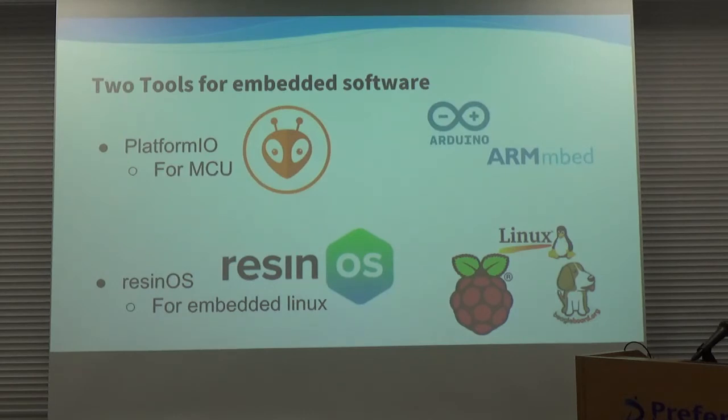One is called PlatformIO. That is for microcontrollers (MCUs), such as Arduino or ARM embedded. And the second one is resinOS. That is for embedded Linux, such as Raspberry Pi or BeagleBone.